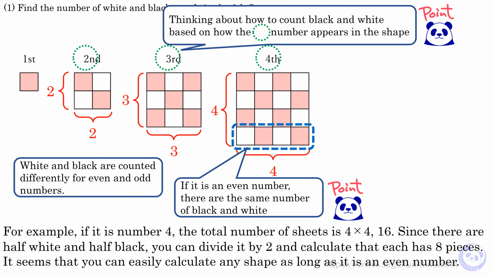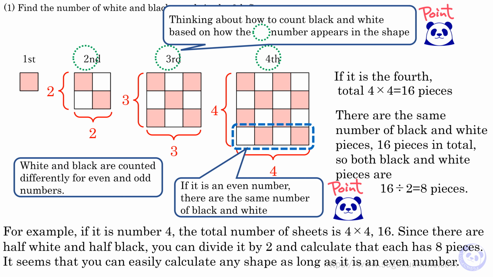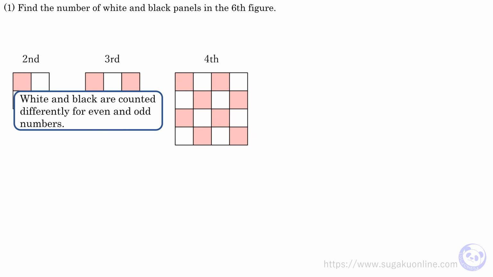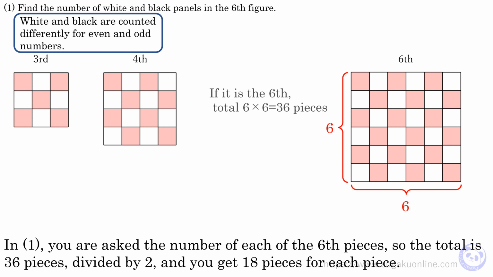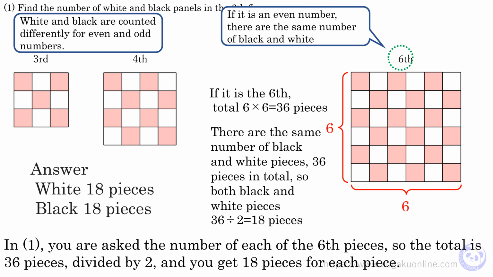For example, if it is number 4, the total number of sheets is 4 times 4, 16. Since there are half white and half black, you can divide it by 2 and calculate that each has 8 pieces. It seems that you can easily calculate any shape as long as it is an even number. In 1, you are asked the number of each of the 6 pieces, so the total is 36 pieces, divided by 2, and you get 18 pieces for each.